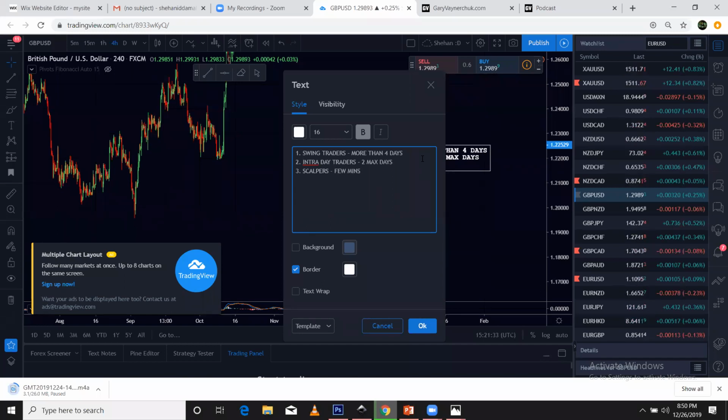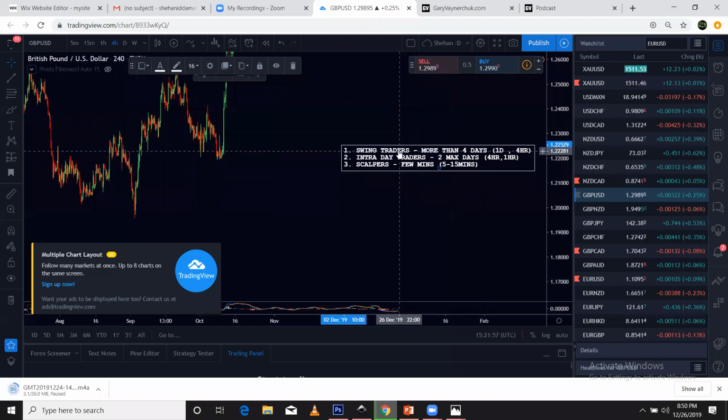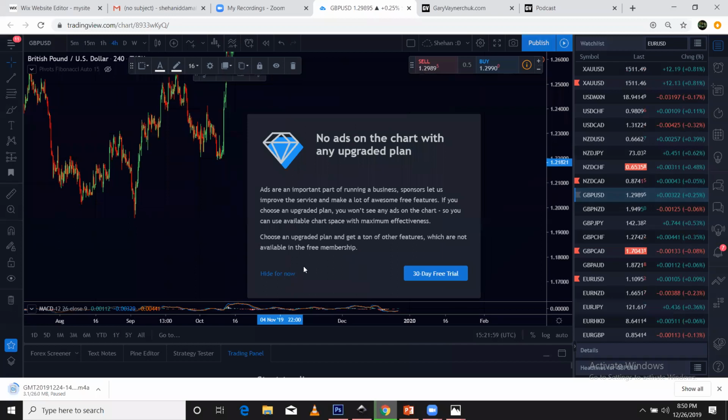When it comes to swing trading, you always go through the 1 day and 4 hour chart because you're ready to catch the whole swing. And intraday trading mostly goes through 4 hour and 1 hour charts. Scalping, it depends what kind of a scalper you are. So from 5 minutes to 50 minutes, you just go through, right? So this is basically the meaning of the types of traders.